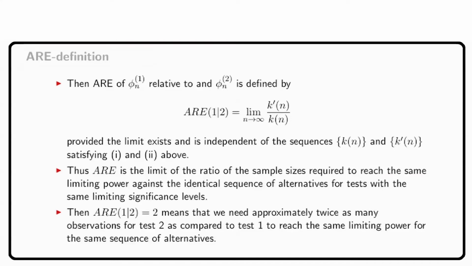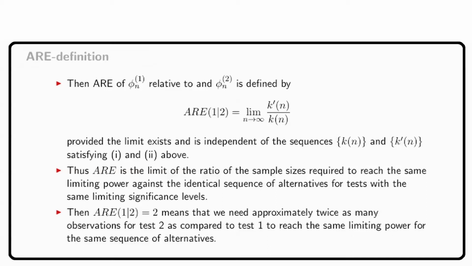Thus, ARE is the limit of the ratio of the sample sizes required to reach the same limiting power against the identical sequence of alternatives for tests with respect to the same limiting significance levels. The ARE equal to 2 means that we need approximately twice as many observations for test 2 as compared to test 1 to reach the same limiting power for the same sequence of alternatives.